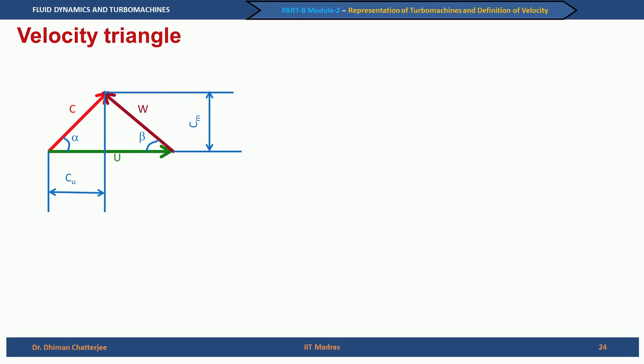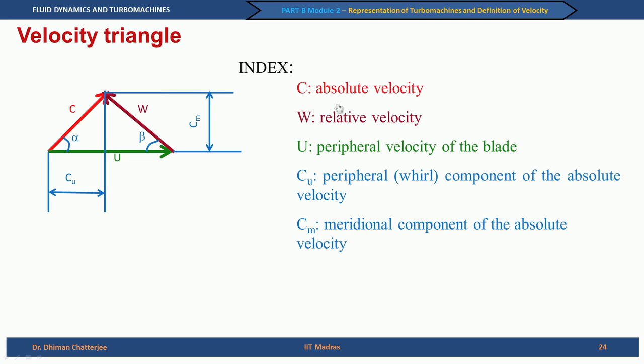But if you come across different turbomachine books, you will see that different notations are followed, but for these lectures I will follow the consistent notations of alpha and beta as shown here. Okay. I once again want to repeat that c is the absolute velocity, w is the relative velocity, u is the blade peripheral velocity which is in the tangential direction, cu is called the peripheral or the wheel component of the absolute velocity.